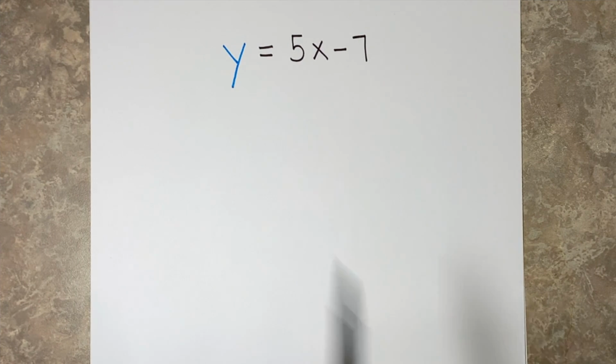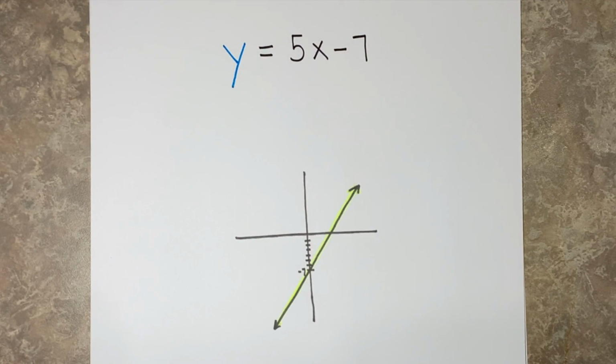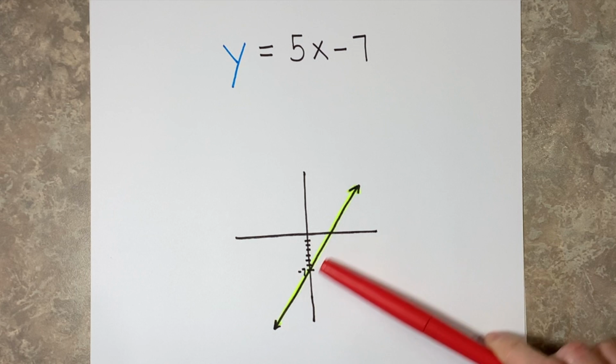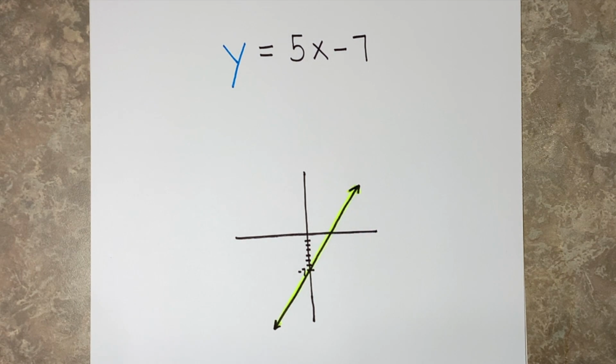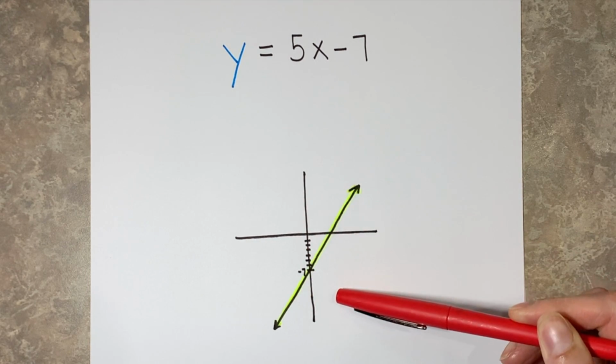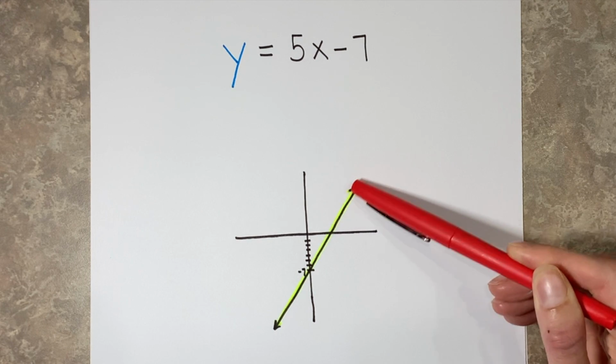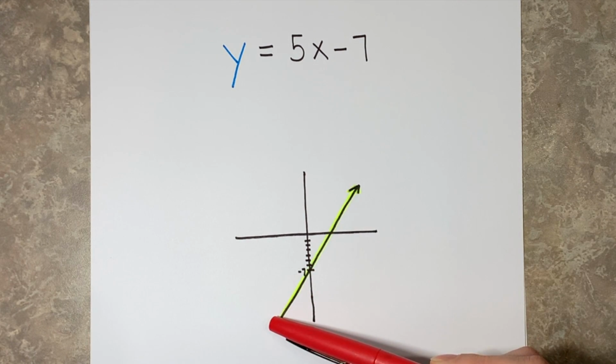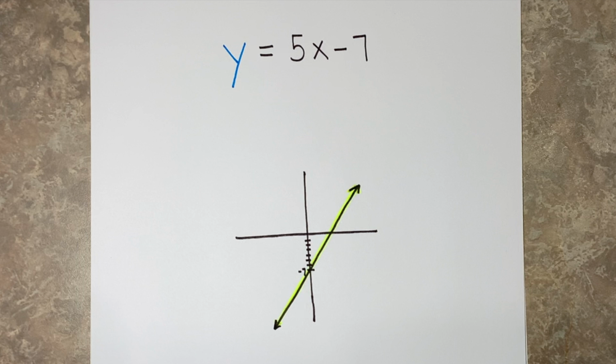To start, if you were to graph this equation, you would get a straight line that would look like this. In Chapter 2.2, we learned that you could use the vertical line test to determine if a graph is a function. If you use the vertical line test, any vertical line that you draw through this graph will only intersect the graph in one point. So this graph is a function. And if you'd like more of an introduction to functions, please watch my Chapter 2.2 video.